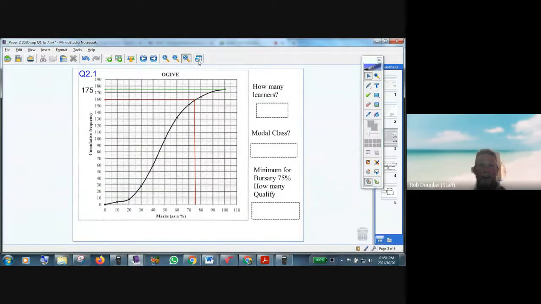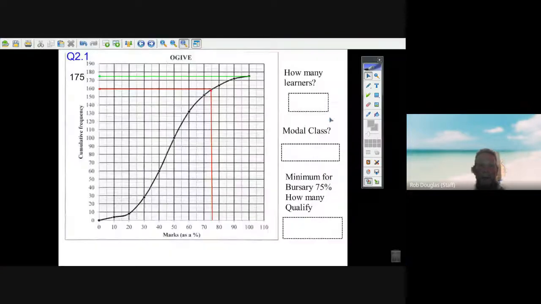Okay, we're looking at question 2.1 of the 2020 supplementary exam that the department's given us copies of. Hopefully you've all got a copy of this that you can work from. The question looks like this.